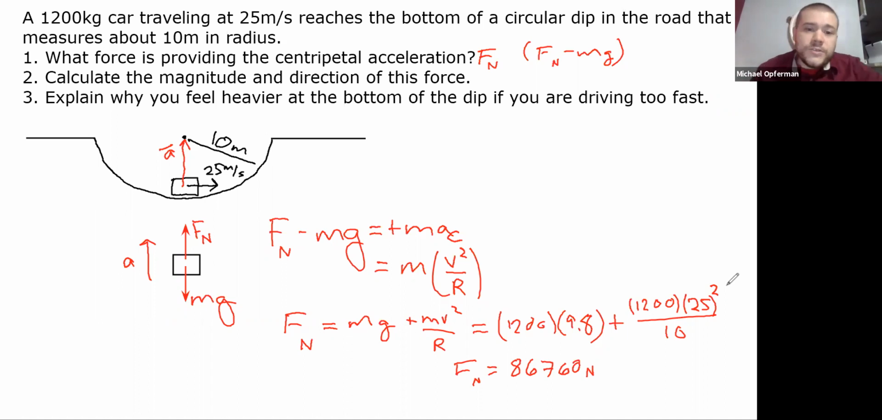And then if you want to, you can also find Fn minus mg. The entire centripetal force would be equal to m a_c. So that would be 1200 times 25 squared divided by 10, which is 75,000. So the entire centripetal force is 75,000 newtons, and the normal force itself is 86,760.